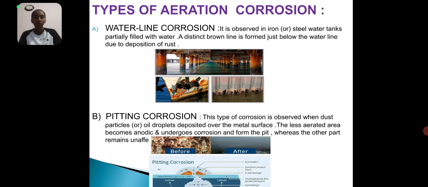And the other example of waterline corrosion is the bottom of the ships which is submerged for a long period of time in the water. The next type of aeration corrosion is pitting corrosion. This type of corrosion is observed when dust particles or oil droplets are deposited over the metal surface. The less aerated area becomes anodic and undergoes corrosion and forms a pit, whereas the other part remains unaffected.